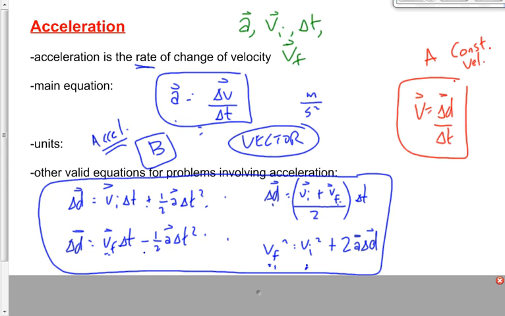Honestly, it doesn't really matter which ones you have and which one you're looking for, as long as you identify the right variables, right? So we're looking for time. Doesn't change which equation we're going to use, right?